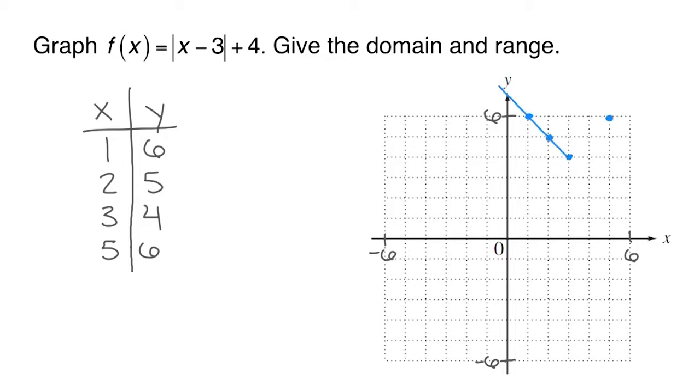We connect these points, and we see that the graph has the same general shape as the graph of y equals the absolute value of x. However, it is shifted 3 units to the right and 4 units up.